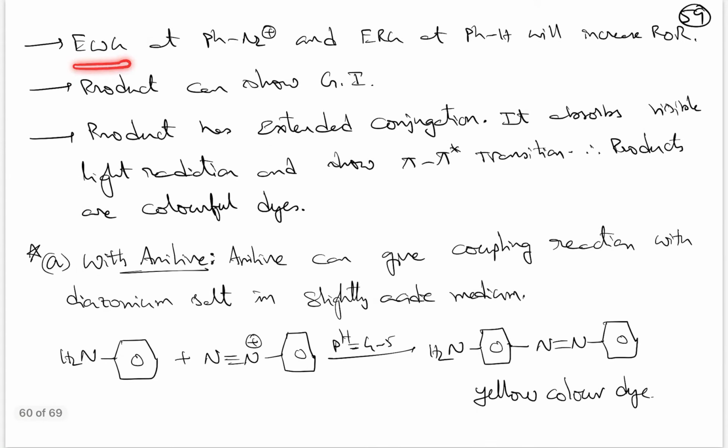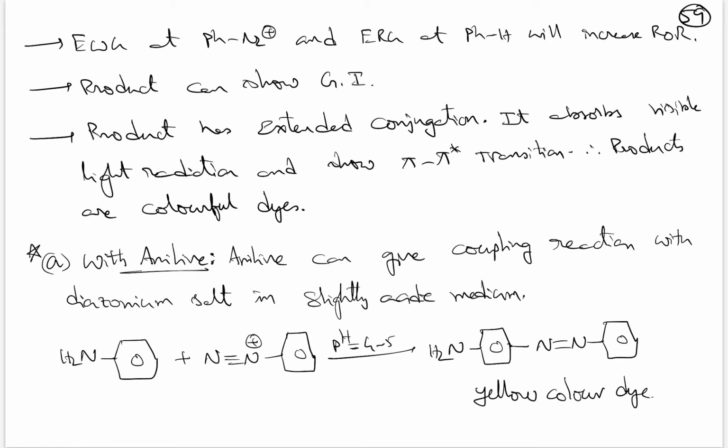Okay. An electron withdrawing group on the benzene diazonium cation and an electron releasing group on the benzene will increase the rate of reaction, because the presence of an electron withdrawing group on the benzene diazonium cation will increase its electrophilic character, and the presence of an electron releasing group on benzene will increase its nucleophilic character. So the more electrophilic and the more nucleophilic the two components are, the better the reaction will happen. So the product can also show geometrical isomerism. The product has an extended conjugation, therefore it absorbs visible light radiation and shows a pi star transition. Therefore the final products are colorful dyes. That I already told you, azo dyes are formed here.